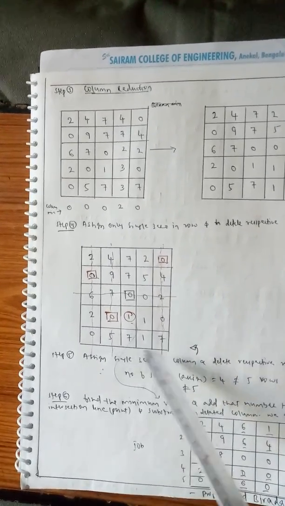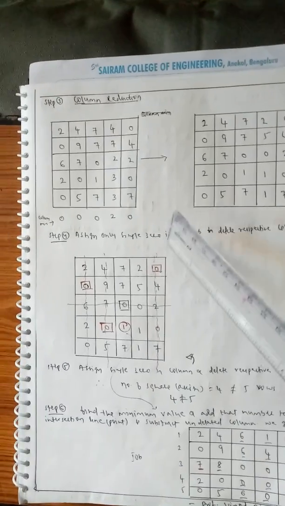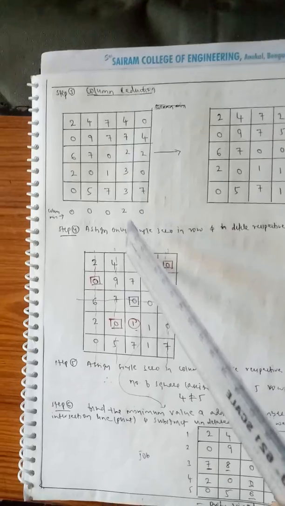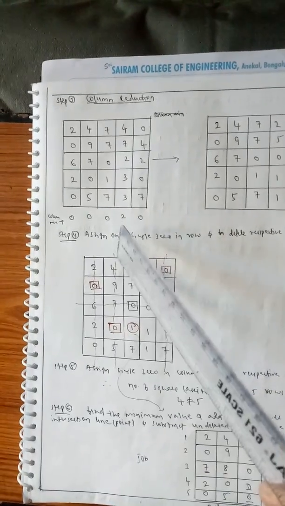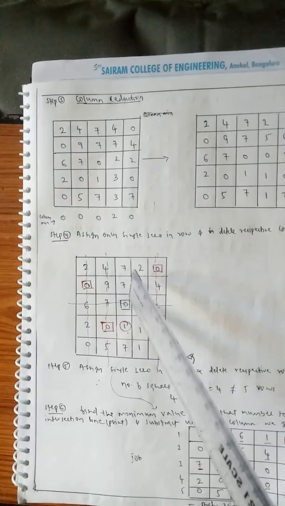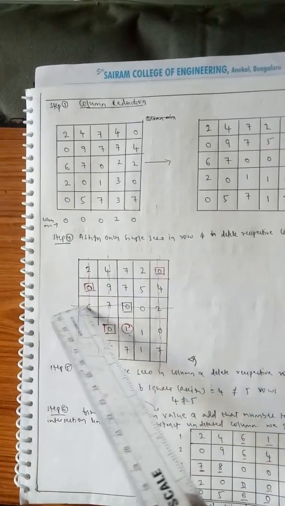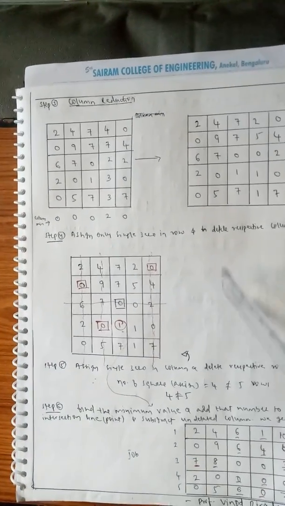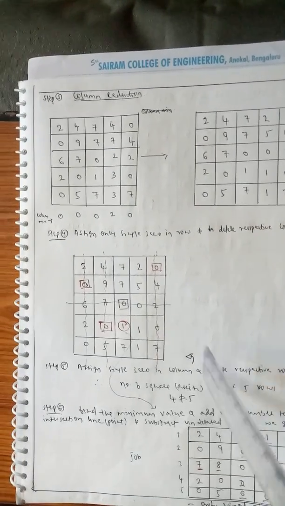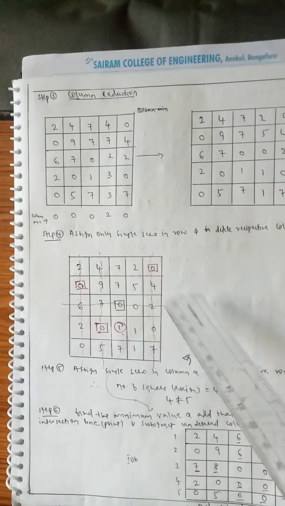No zeros are there. Okay, after assigning a single zero in a row, check for the column. In this column, it is already deleted, no use. This is also deleted, no use. So come for this, only a single zero is there, so assign the single zero here and delete the respective row. While assigning with respect to a row, delete the entire column; while assigning the column zeros, delete the entire row. Keep it in mind.